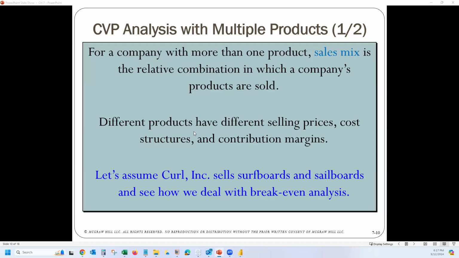A sales mix is when multiple products are simultaneously sold by the company, whether sold jointly or sold separately, but basically they take into consideration all of these products that they have to sell in the year in order to estimate at what point they have to break even. Now, let's assume that this company, called Incorporated, sells softboards and sales boards, and see how we deal with the break-even analysis.